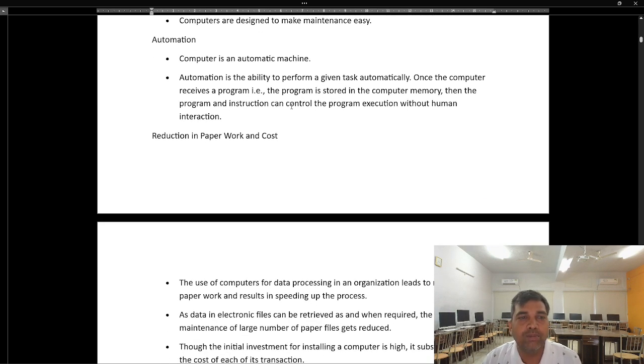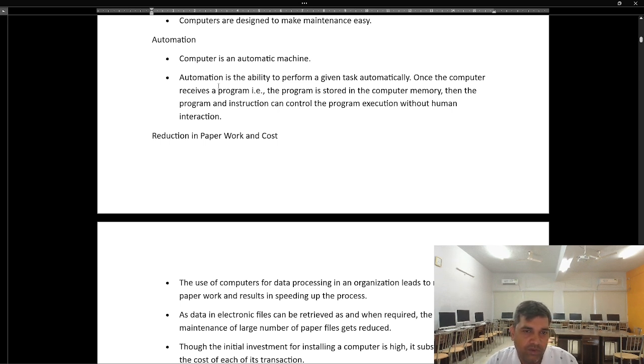Automation. The computer is an automatic machine. Automation means the ability to perform a given task automatically. Once the computer receives a program, the program is stored in the computer memory and then the program instructions can control the program execution without human interaction.